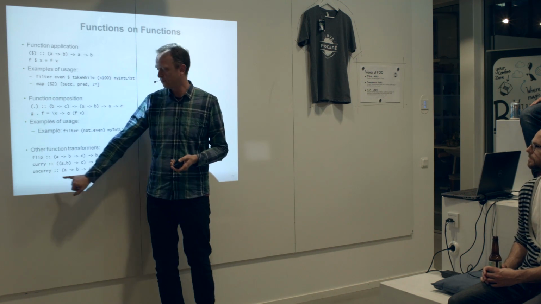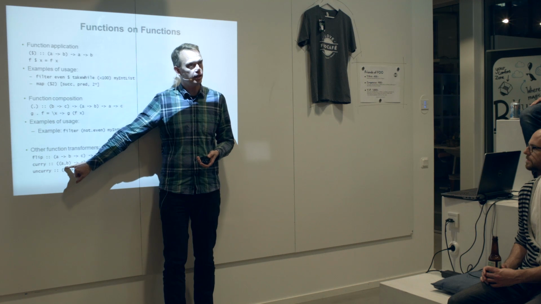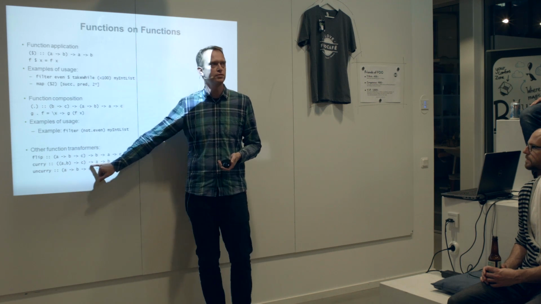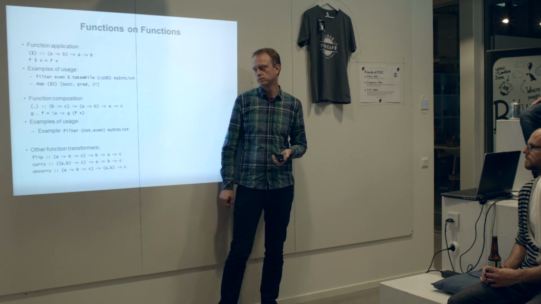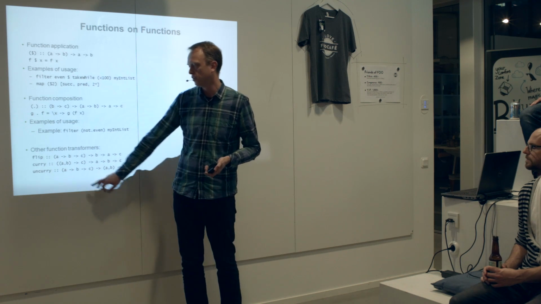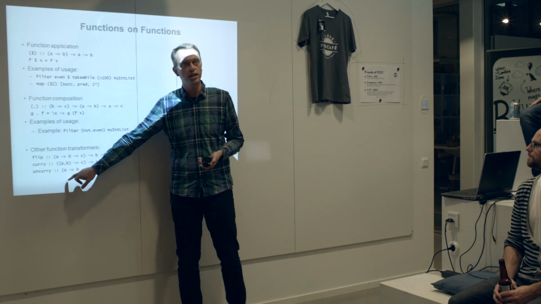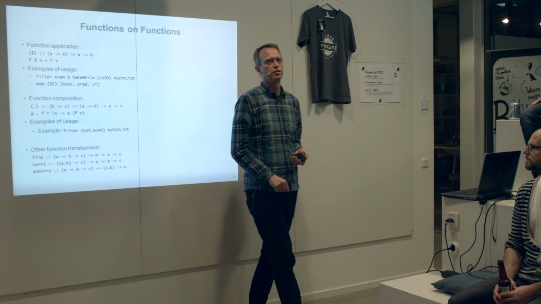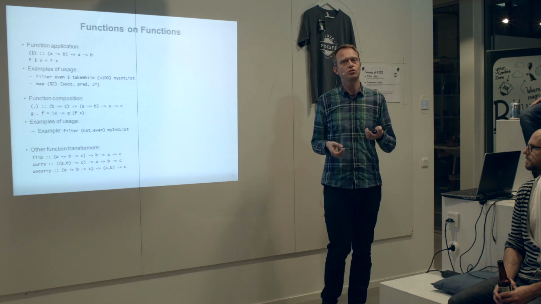Curry takes a function that takes a pair of values and returns a function that takes 2 values. And uncurrying is the other way around. So it takes a function that takes 2 values and returns a function that takes a pair of values. So it's sort of transforming those functions on the fly.